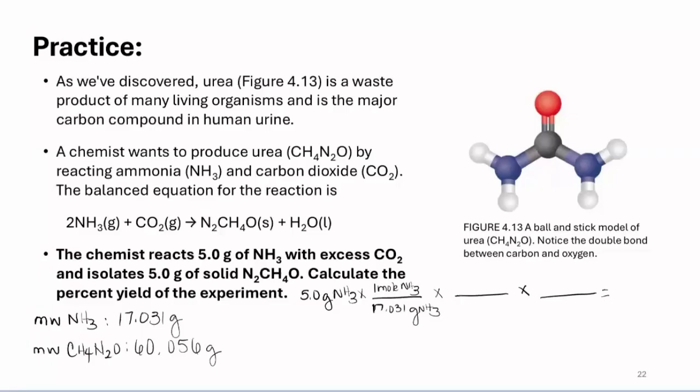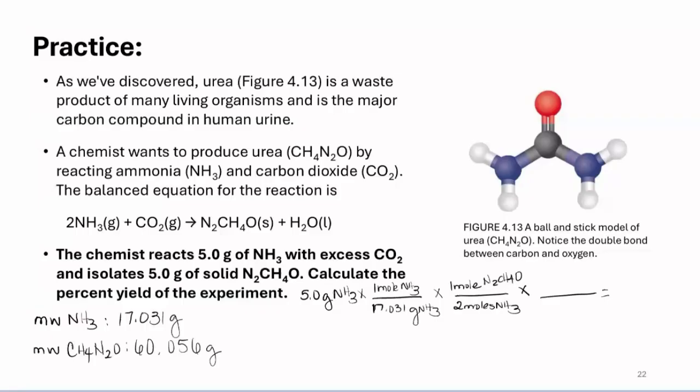Next, to find the relationship between NH3 and urea, what we have to look at is the coefficients in the balanced chemical reaction. The relationship between NH3 and urea, you can see, is for every 2 moles of NH3, there's 1 mole of urea. So in the bottom of this, I'm going to write 2 moles of NH3. And then on top, I'm going to write what that corresponds to, the urea. So 1 mole, the chemical formula for urea is N2CH4O.